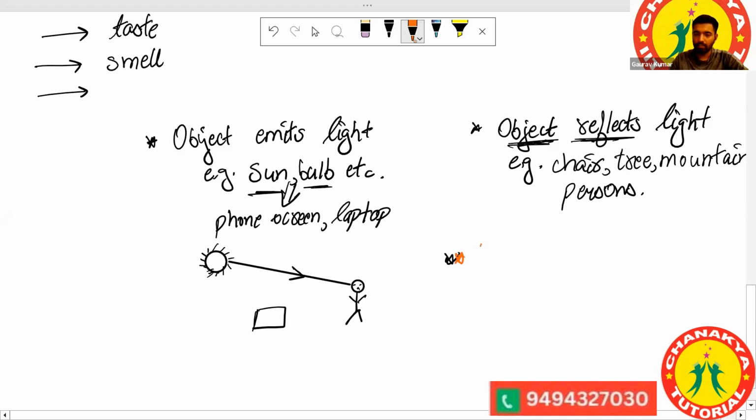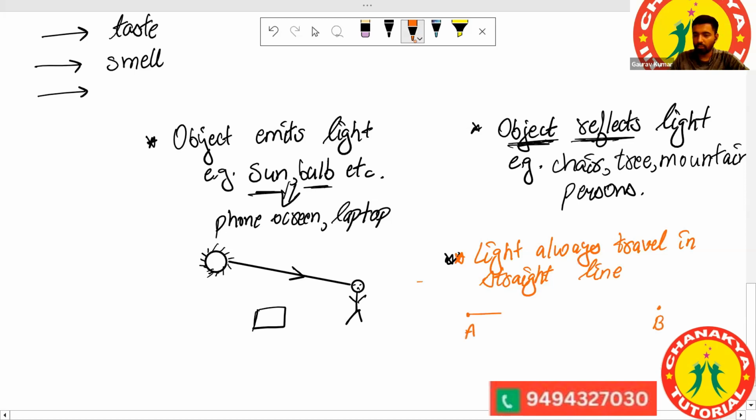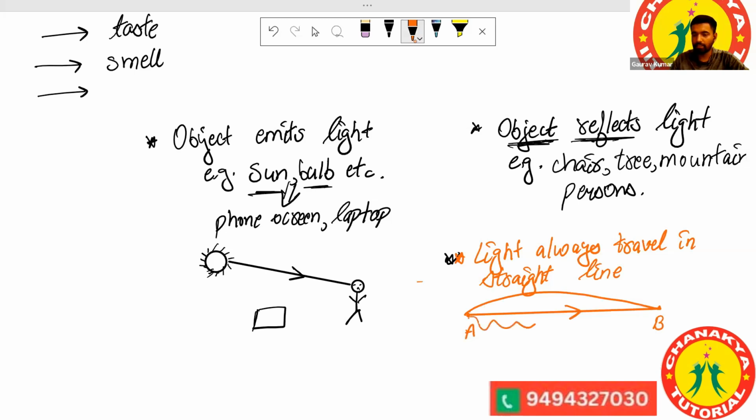We can say light always travels in a straight line. So if we say this is point A and this is point B, we can surely say that light will travel like this. We can never see light traveling like this or like this. It will travel in a straight line.